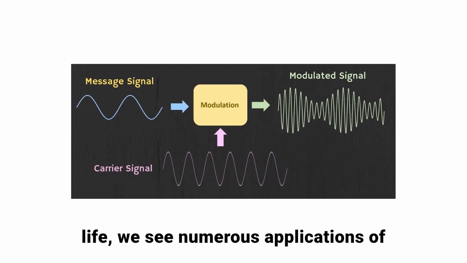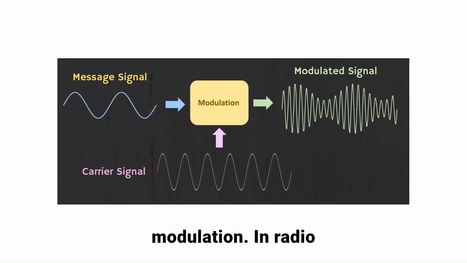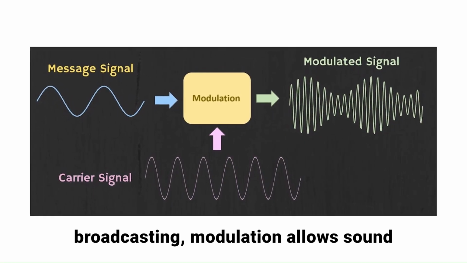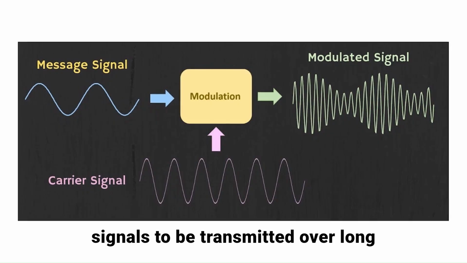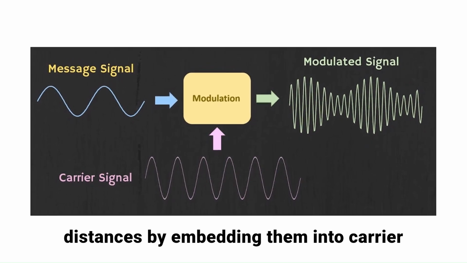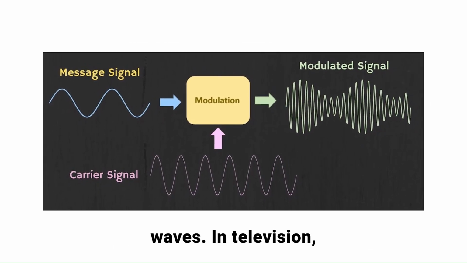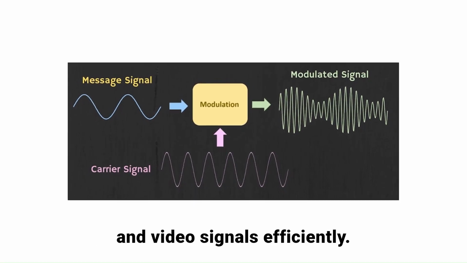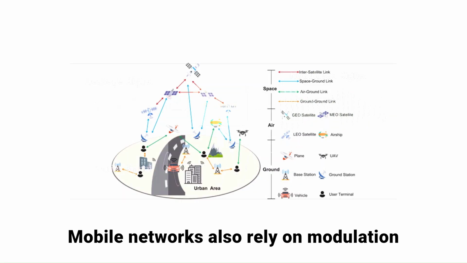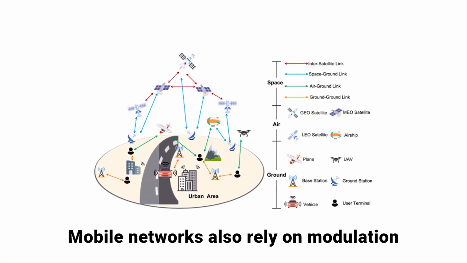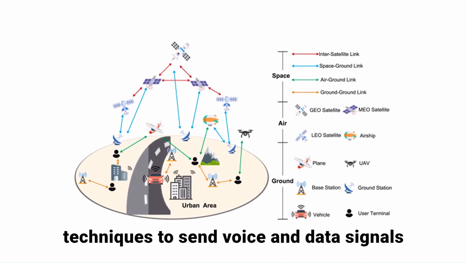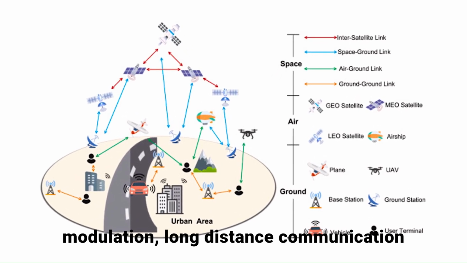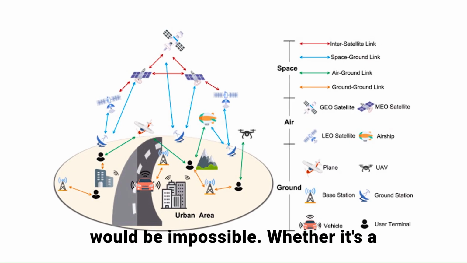In everyday life, we see numerous applications of modulation. In radio broadcasting, modulation allows sound signals to be transmitted over long distances by embedding them into carrier waves. In television, modulation is used to transmit both audio and video signals efficiently. Mobile networks also rely on modulation techniques to send voice and data signals between users. Without modulation, long-distance communication would be impossible.